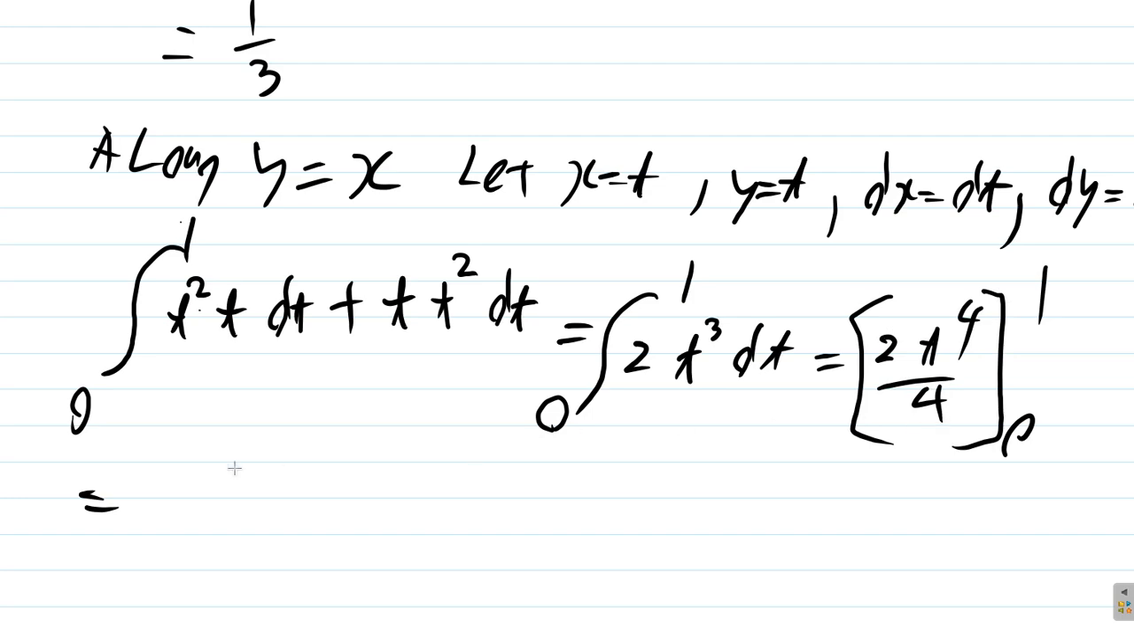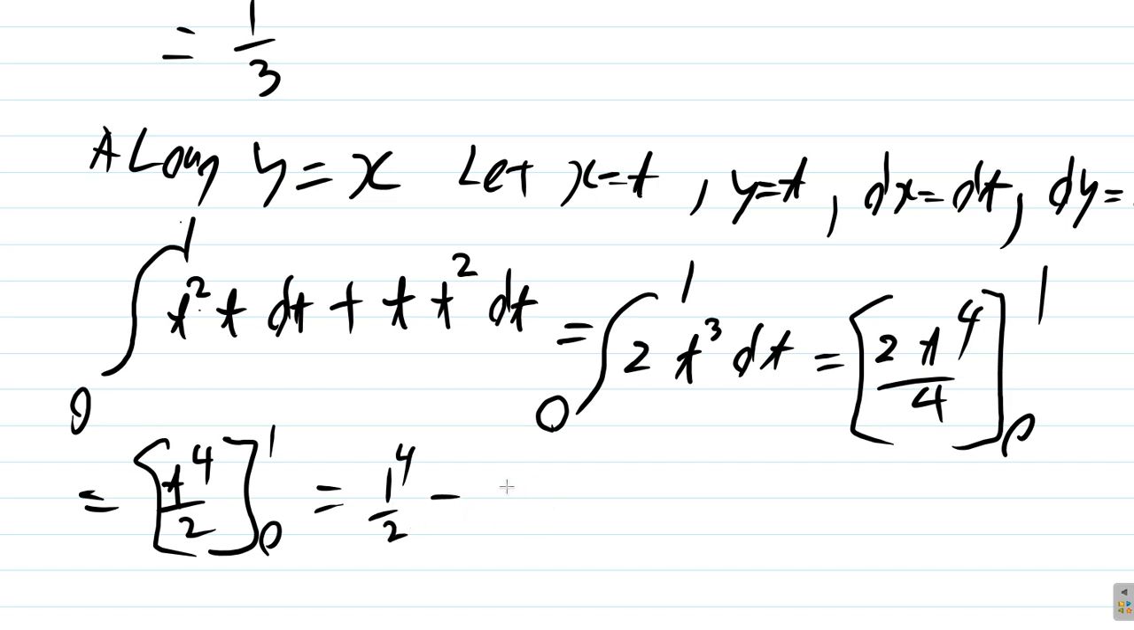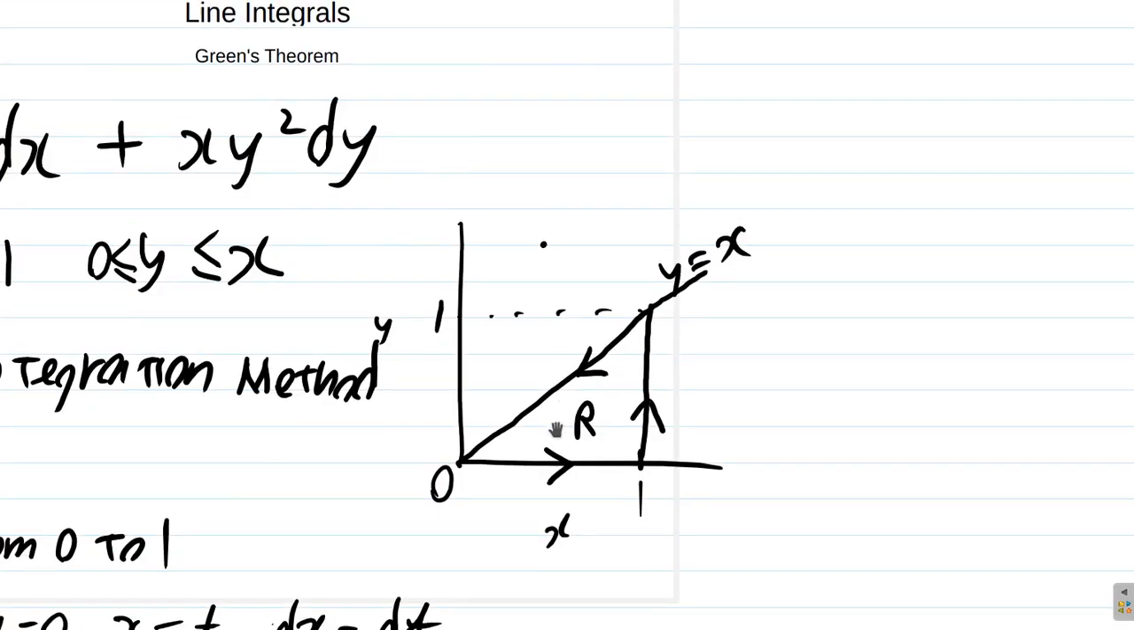2 over 4 is a half, so it is t to the 4 over 2 from 0 to 1. When you substitute 1, we get 1 to the 4 over 2, minus when you substitute 0, we get 0 to the 4 over 2. So that is a half. Alright. So that's a half. Oh, by the way, it's 1 to 0 now.